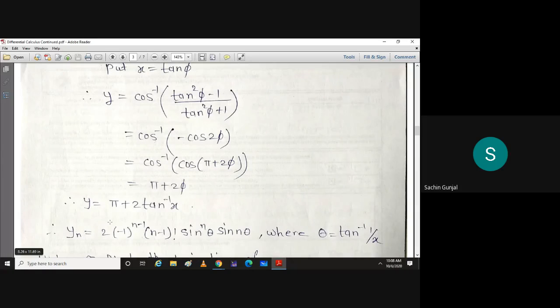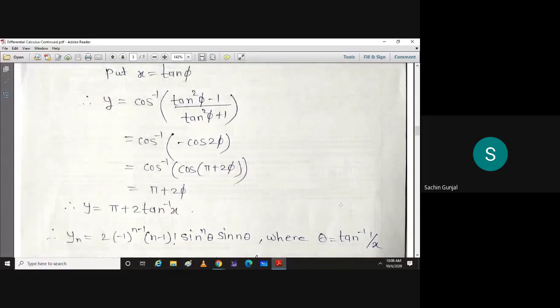So again, if you take nth derivative of this expression, derivative of pi is 0, then 2 times nth derivative of tan inverse x, which is minus 1 raised to n minus 1 into n minus 1 factorial sine raised to n theta sine n theta, where theta is tan inverse a by x, where a is 1. Okay, any doubt? No, sir. Okay, what about others? Any doubt in this example? No, sir. Okay.